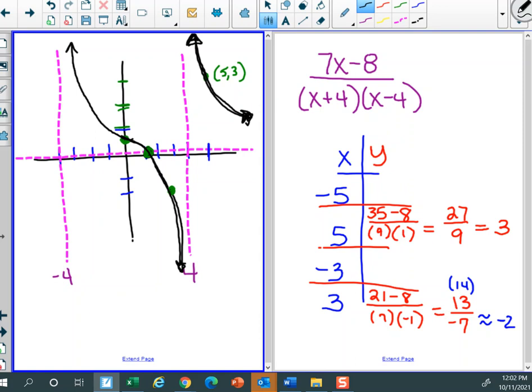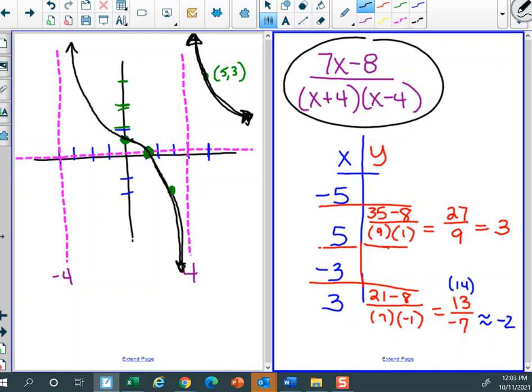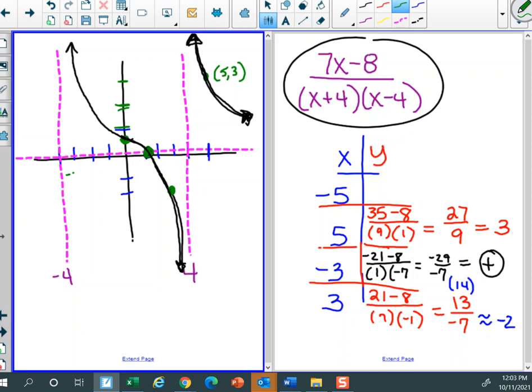And let's see how we can check that. Let's do the -3 work. I'm going to plug the -3 in. Woo, I'm just erasing stuff now. Okay, let's try again. Let's plug the -3 in to this guy. So -21 minus 8 over -3 plus 4 is 1, and -3 minus 4 is -7. Once again, not a very pretty number, -29 over -7. But that's definitely going to be something positive. So I know at -3, I'm at some positive number.